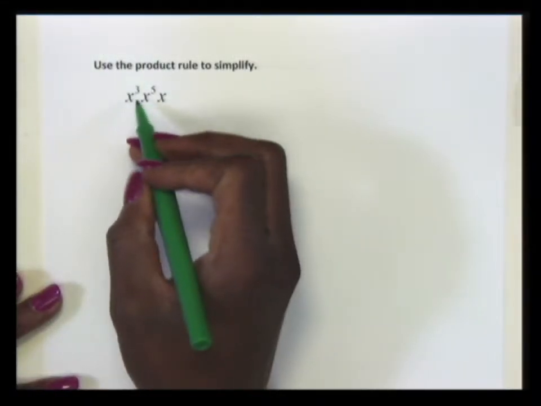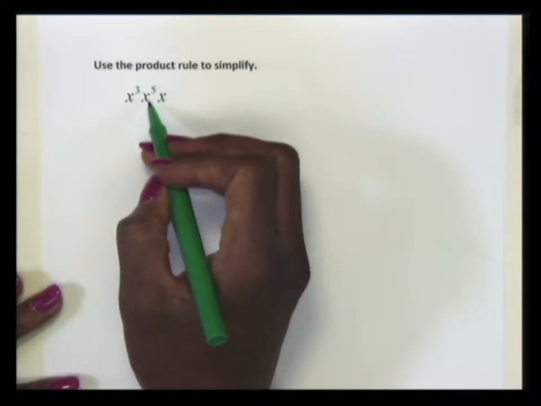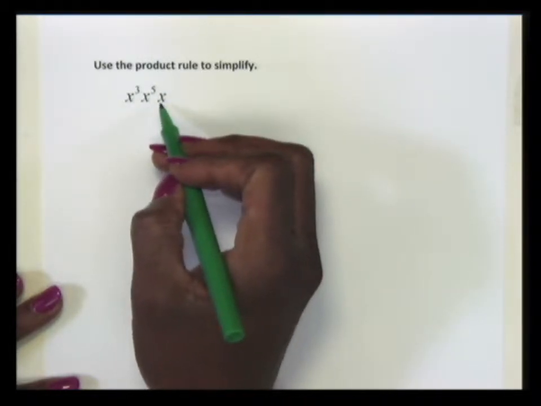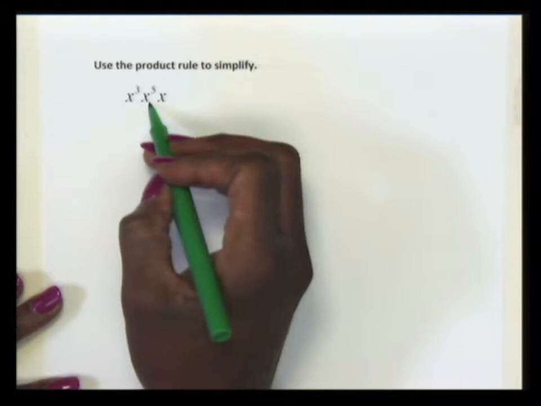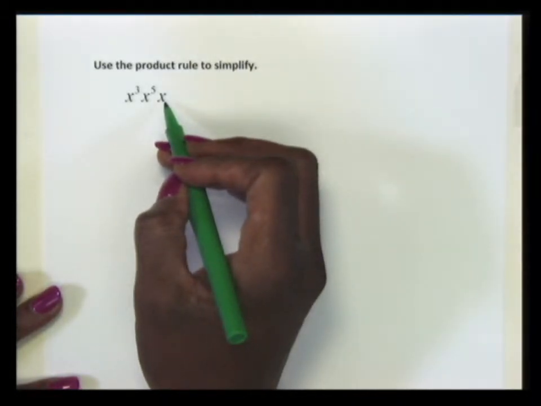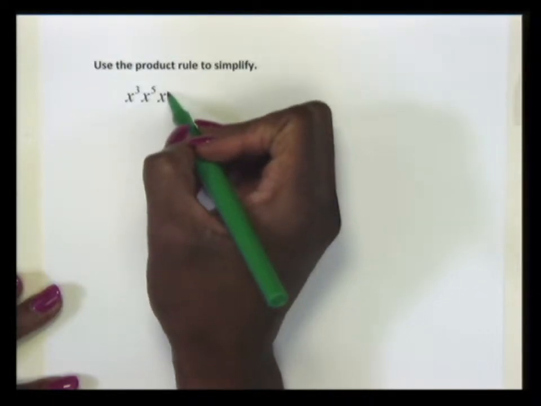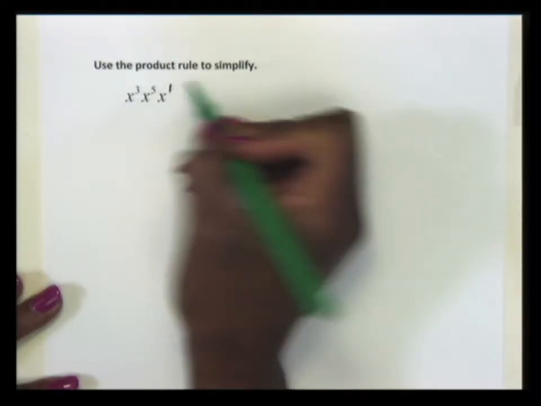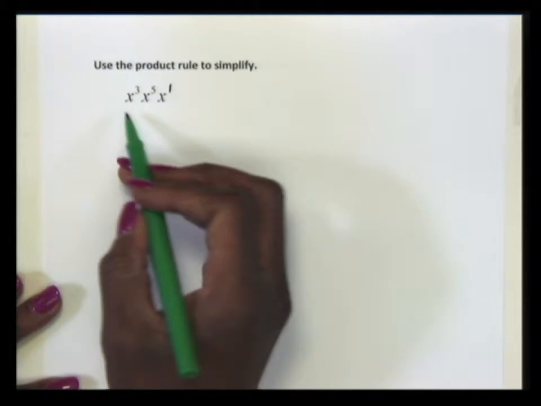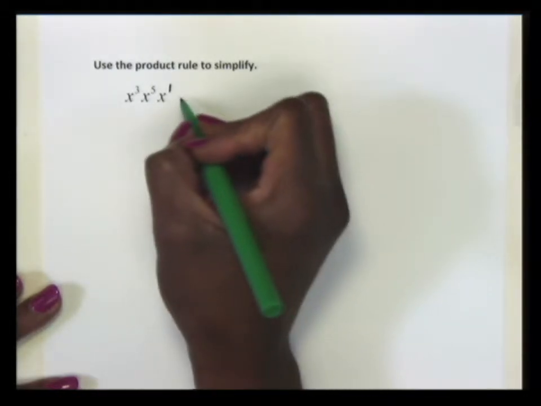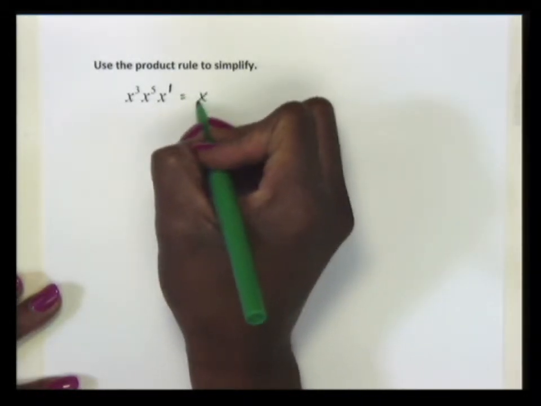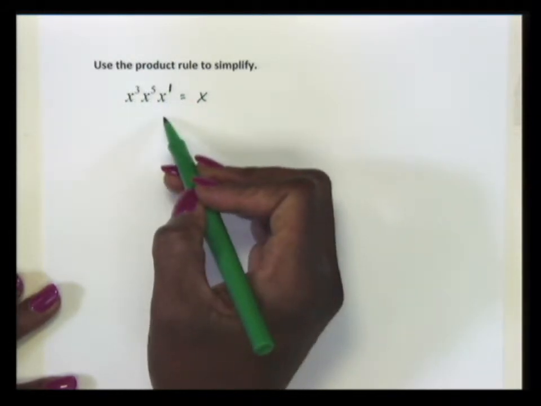In this example, we have x to the third times x to the fifth times x. We're multiplying the same bases together. Remember, when a base does not have an exponent, the exponent is understood to be 1. So in multiplying these bases together, we will keep the base and add the exponents.